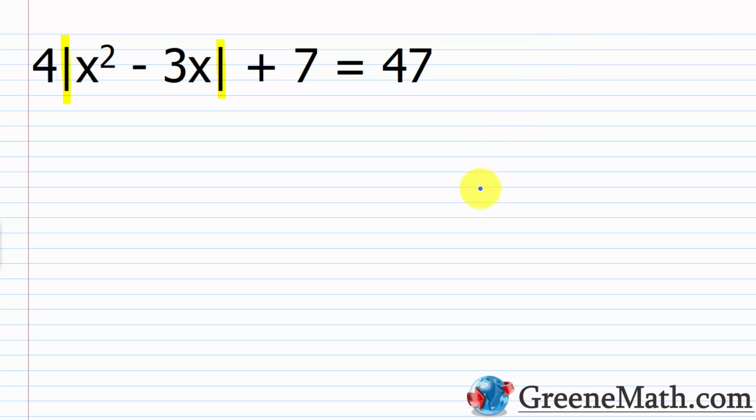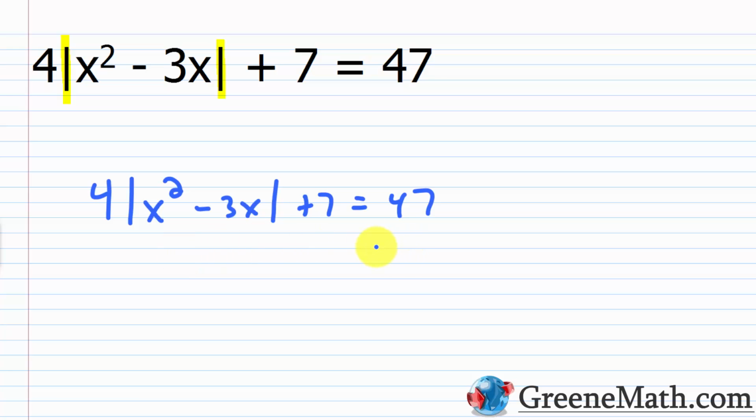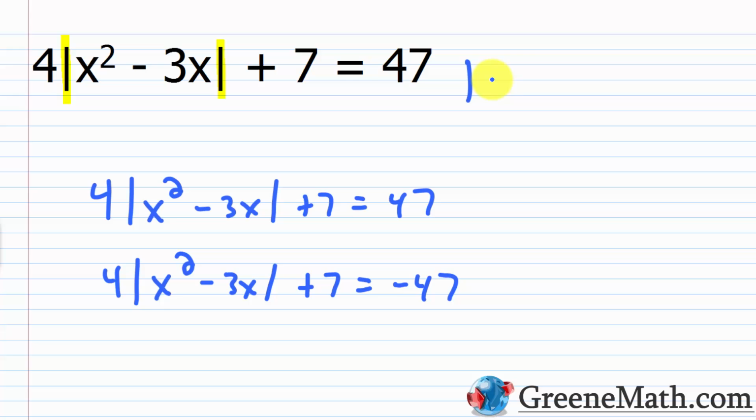I see a lot of students, when they get this, go, okay, well, this is 4 times the absolute value of x squared minus 3x plus 7 equals 47. And then they do this again and they say, okay, 4 times the absolute value of x squared minus 3x plus 7 equals negative 47. No. Remember, your rule is that the absolute value of u, okay, this is isolated, if that's equal to a, then u equals a, or u equals the negative of a, okay? But this has to be isolated. Notice how there's nothing else besides that absolute value of u.